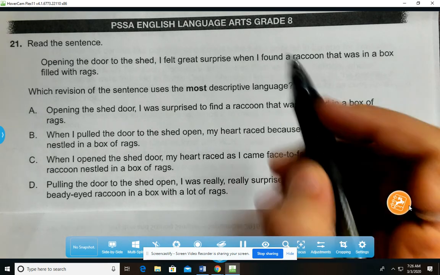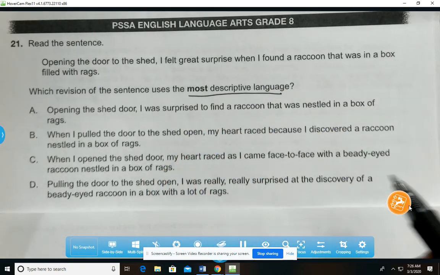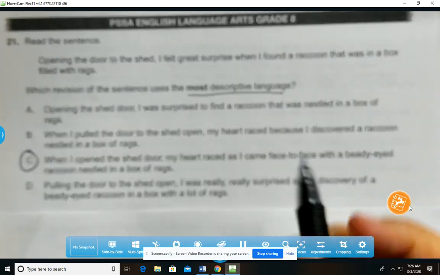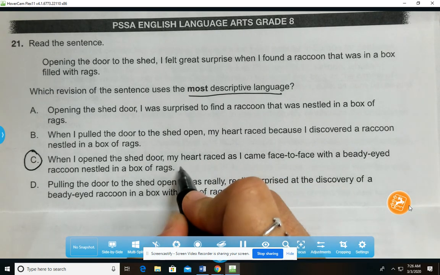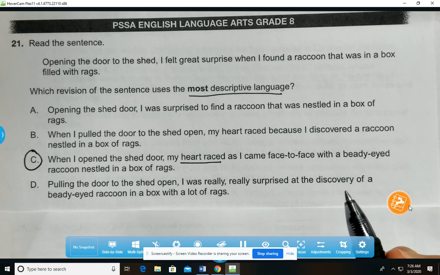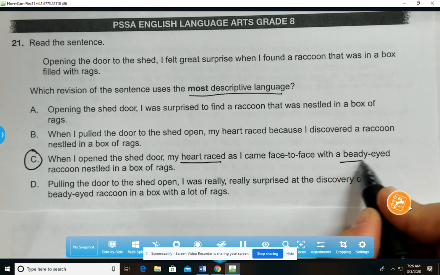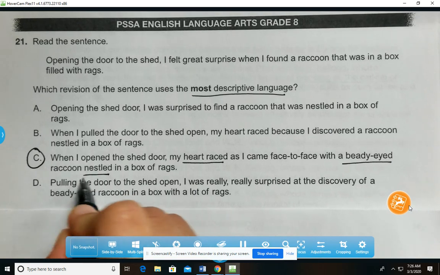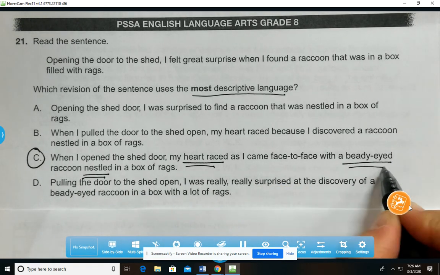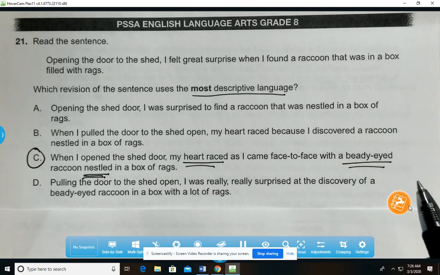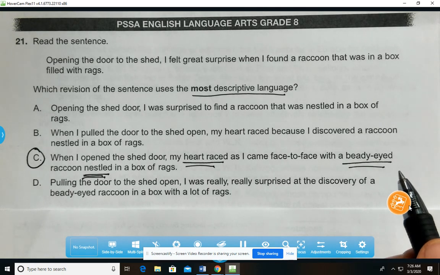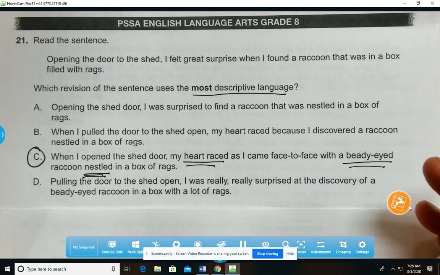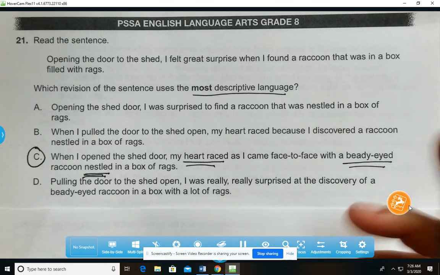In this case, the sentence that adds the most descriptive language, thus creating an effect in the piece, is sentence C. Here's why. Within sentence C, we have the descriptive language heart raced, and we have the descriptive language beady-eyed, and then obviously the descriptive word nestled. So we have multiple, 1, 2, 3 different moments where we have strong description. Amid the others, they have a variation of these words, but not all 3 at once, which is why this one is the most descriptive choice.